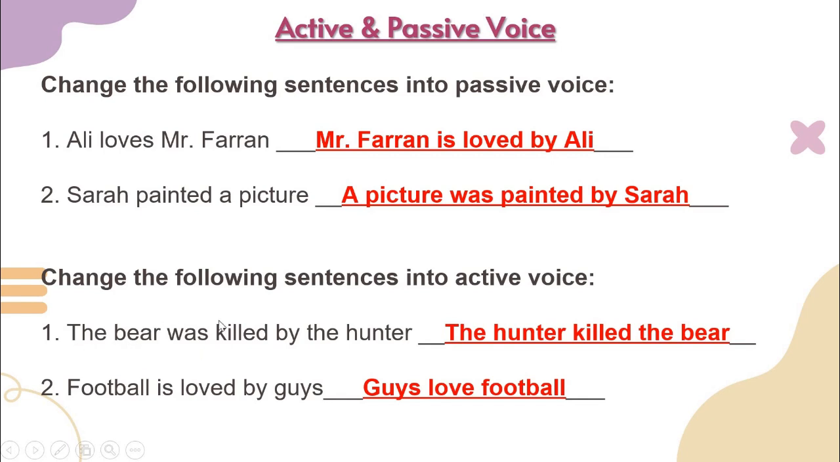So here we have the bear was killed by the hunter. Okay, let's put the hunter first now. The hunter, now because we have was killed, I know that the verb is going to be in the past tense. So the hunter killed the bear. And then here we have football is loved by guys. Again, I will switch these two around. And again, because we have the present tense of the verb be over here, I know that the verb is also going to be in the simple present tense. So football is loved by guys. If you have to turn this into the active voice, we say guys love football.